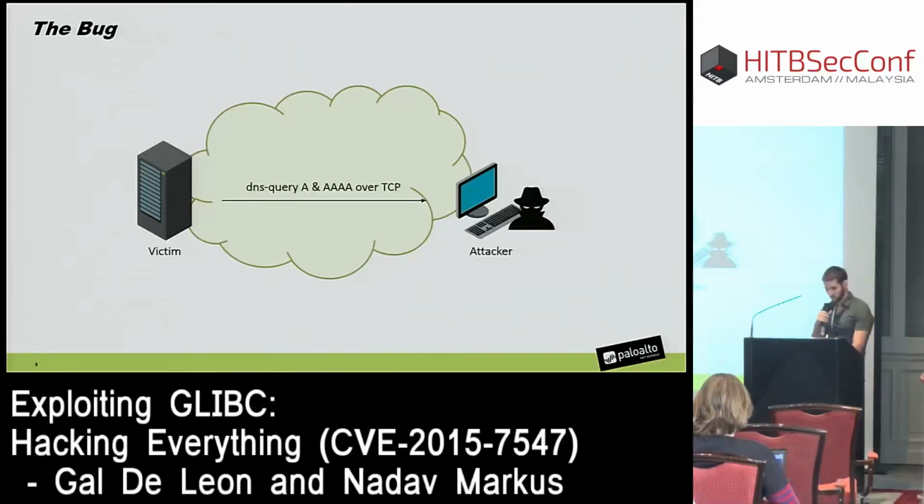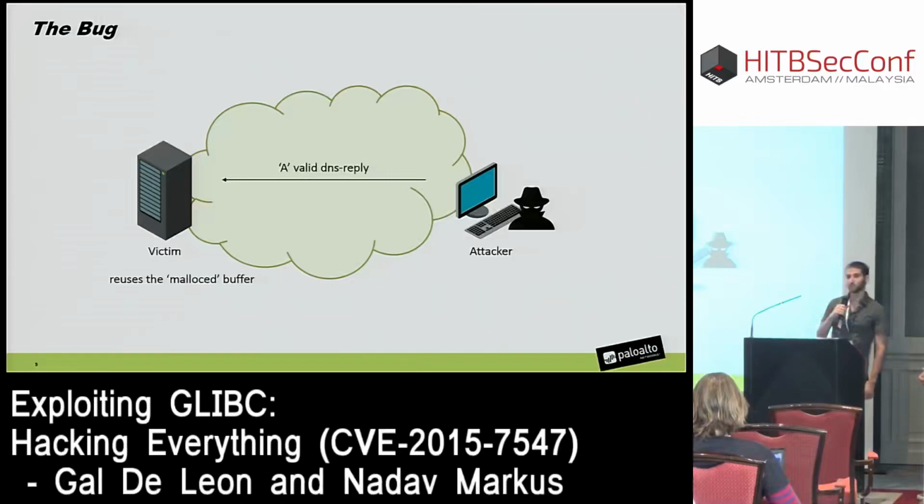Now, first of all, the attacker responds with a valid A record response. Here, the heap malloc buffer is used correctly, and it's important to note here that the response is actually valid, the IP address is valid, and this will be used later in the process of exploitation.